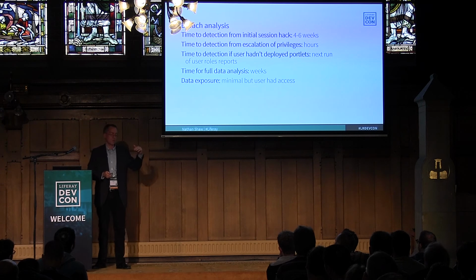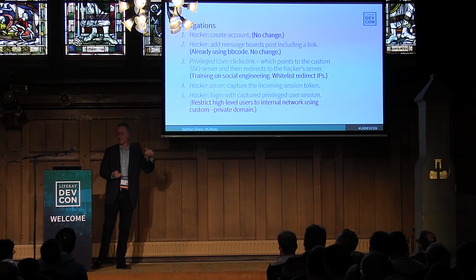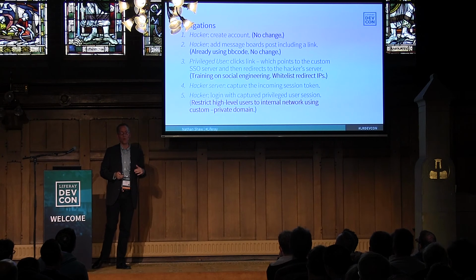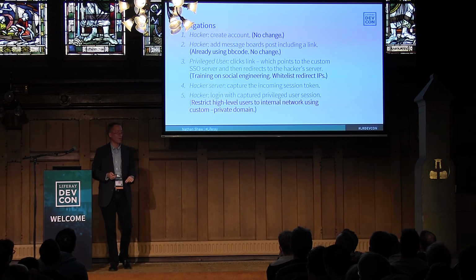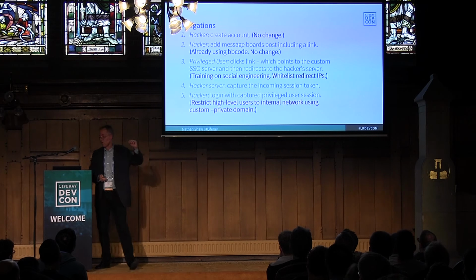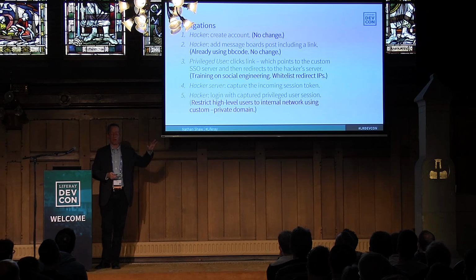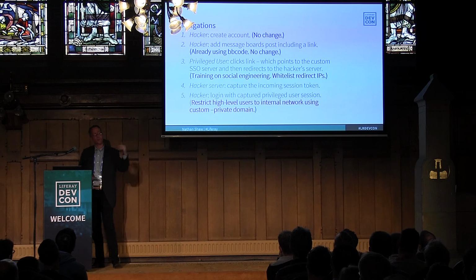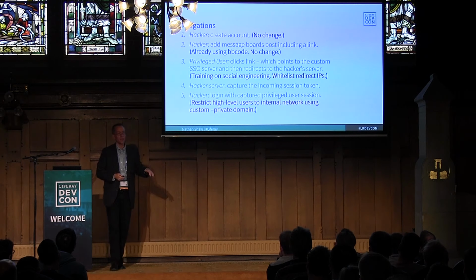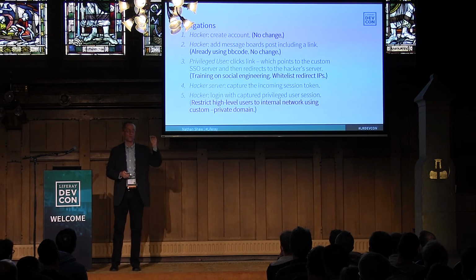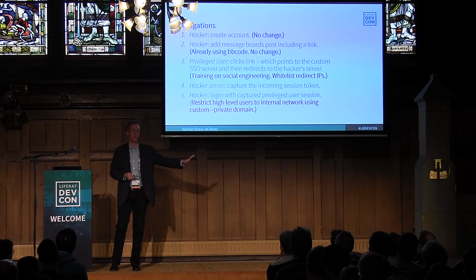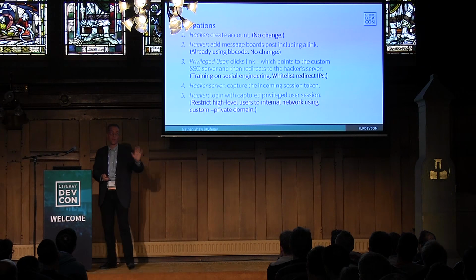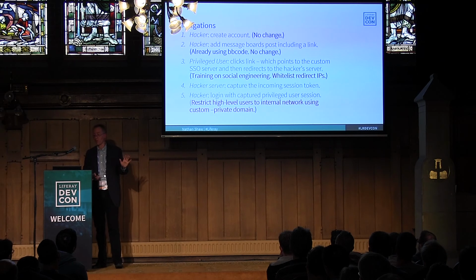So let me go through the mitigations real quick. This is the same steps that the user went through, and what we should have done and what we did following this breach. So 1, 2, no changes, those are business requirements. You have to be able to create accounts, you have to be able to put message board posts out there. We were already using BB code, which I recommend if you're not already. If you give the users the ability to put full HTML in, you have to at least turn on anti-SAMI. If you just give them any access to do that stuff, you're going to be in trouble.